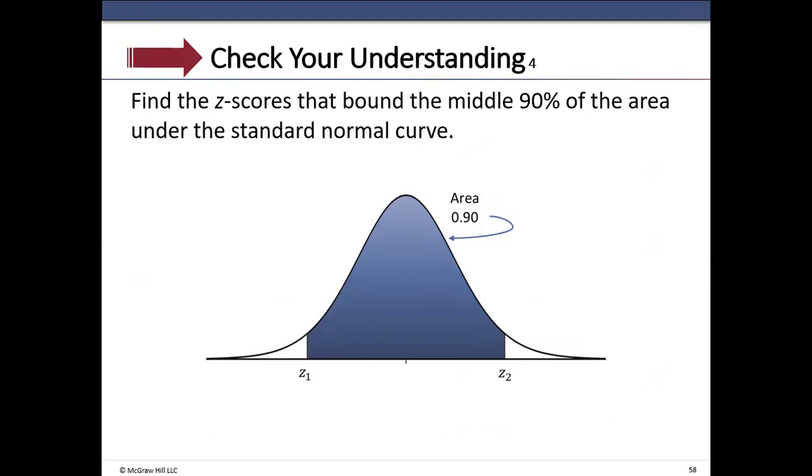To find z1, go to second, verse 3. Area is 0.05, comes from 0.1 divided by 2. Mu is 0, sigma is 1, paste, enter and enter. And that value is minus 1.645.